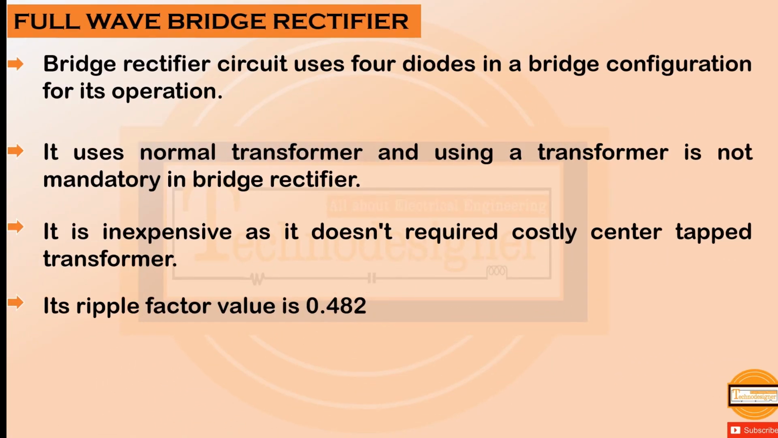Full-wave bridge rectifier. A bridge rectifier circuit uses four diodes in a bridge configuration for its operation. It uses a normal transformer, and using a transformer is not even mandatory in a bridge rectifier. It is inexpensive as it doesn't require a costly center tap transformer. Its ripple factor value is 0.482.